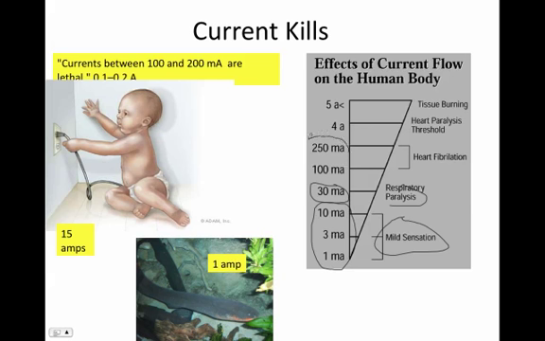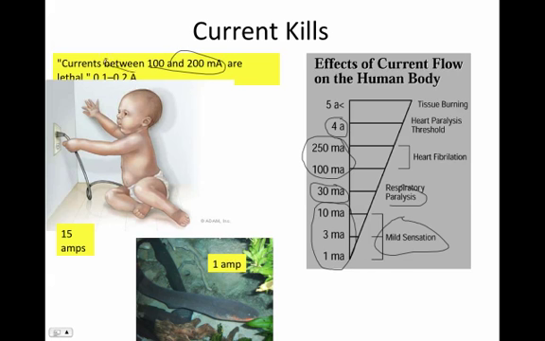And when you get up to 250 milliamps, your heart's going to basically fibrillate, which isn't good. And by 4 amps, your heart is going to paralyze. So, yeah, anything in this zone is almost deadly. So here's a good thing. It says currents between 100 and 200 milliamps are considered lethal for humans.